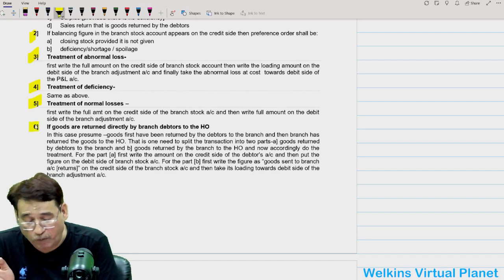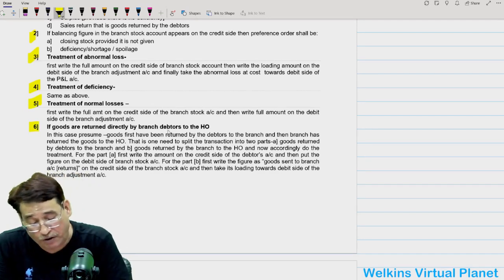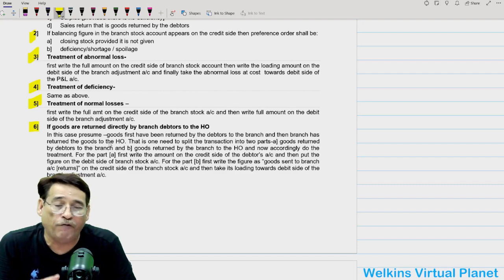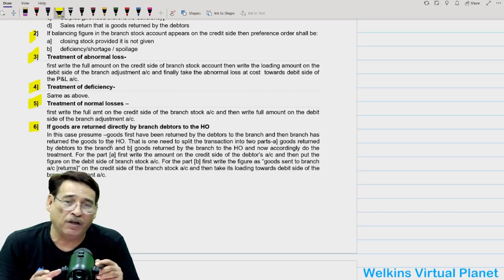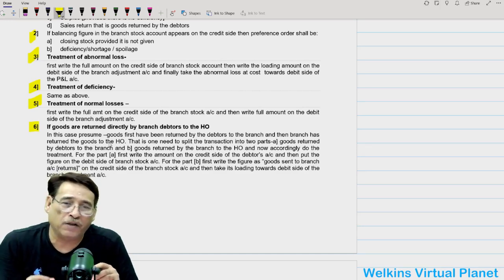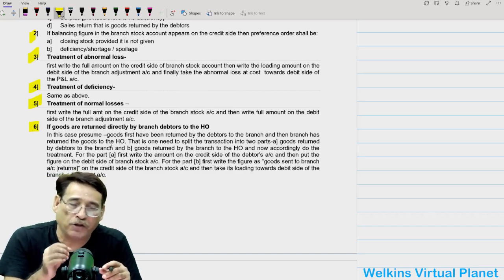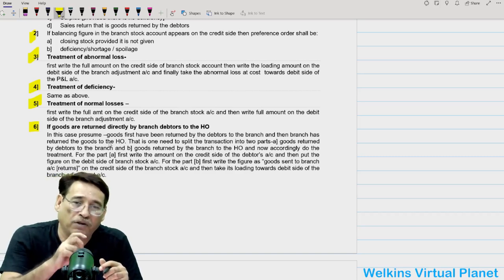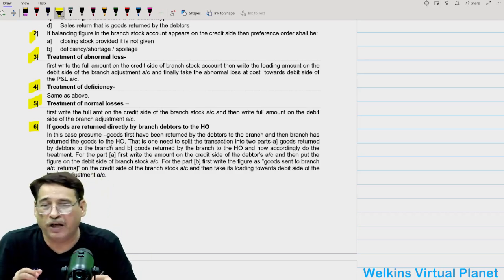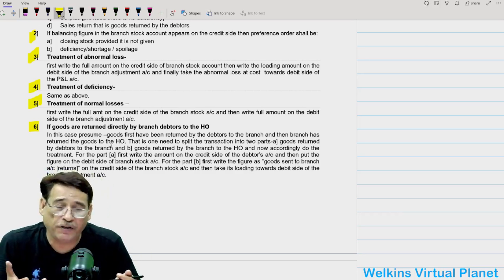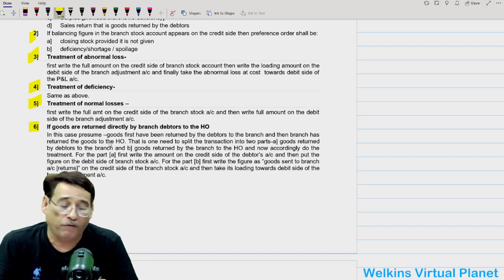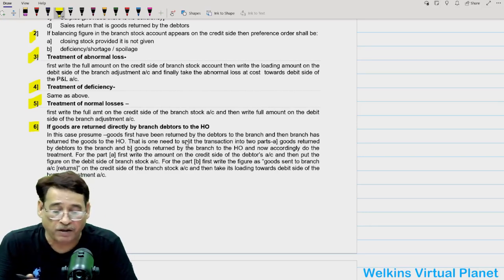Now, regarding the sixth point, I haven't discussed anything. That I am going to discuss when I take a particular problem, where we will take the case when goods are directly returned to the head office, because generally goods returned by debtors means goods returned by debtors to the branch office. But sometimes debtors directly return the goods to the head office. So in that case, what will be the treatment? That I will let you know. But when we do a practical question wherein this sort of information is given, then you will be able to understand it better. Is it clear to you?